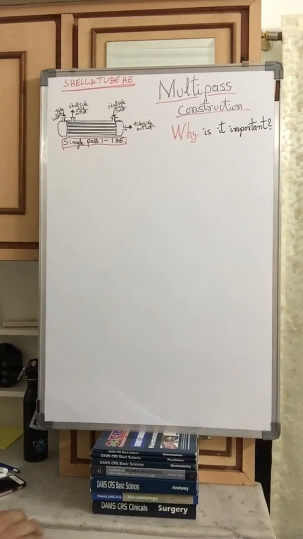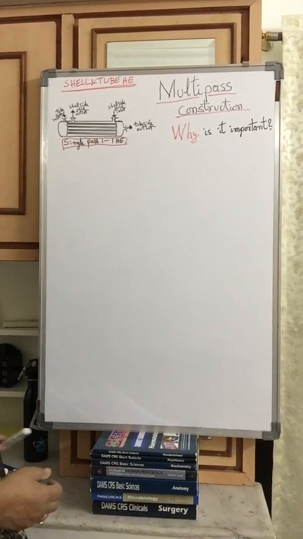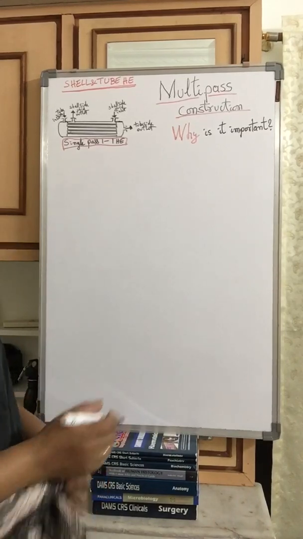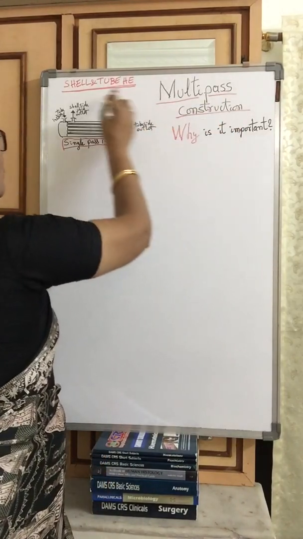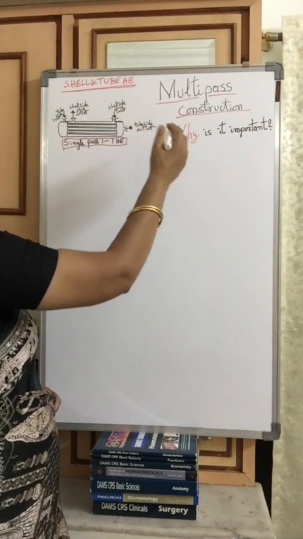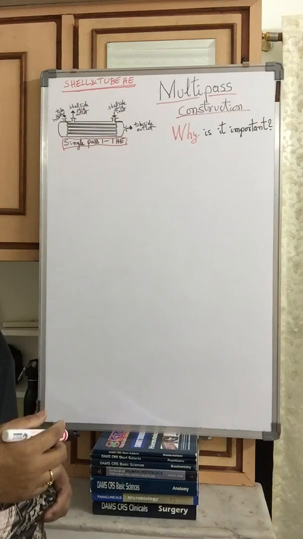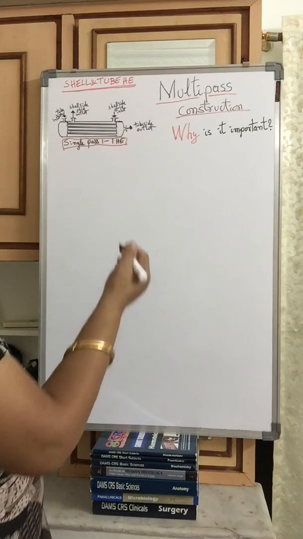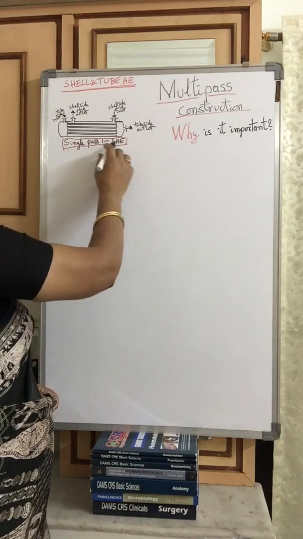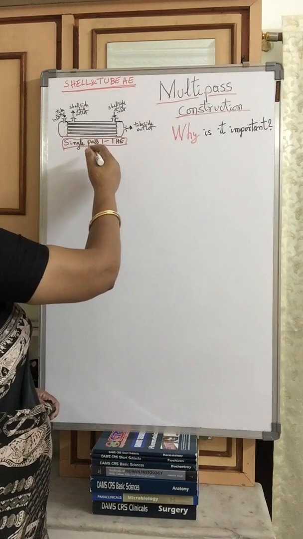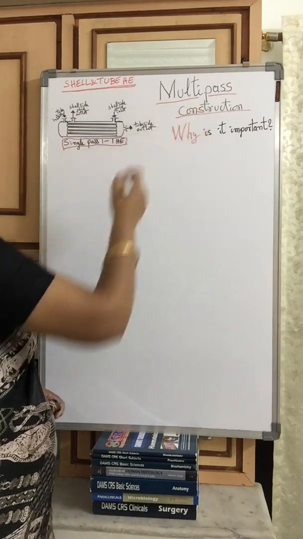Dear students, in this class we are going to discuss the multipass construction of shell and tube heat exchangers. Why is multipass construction necessary in a shell and tube heat exchanger? What are its advantages, or what is the limitation of a single pass heat exchanger, and how do we overcome it by switching to multipass construction?